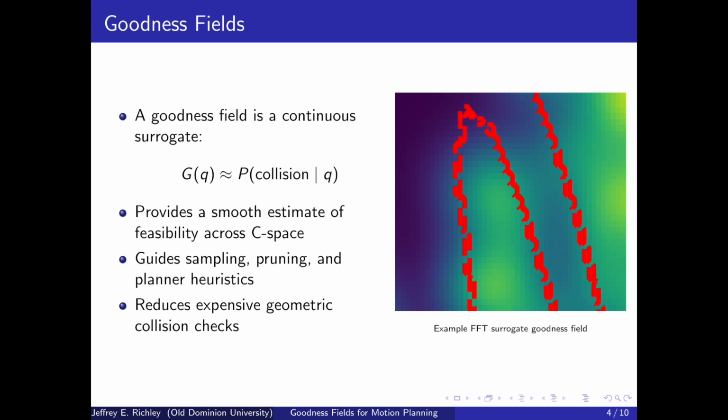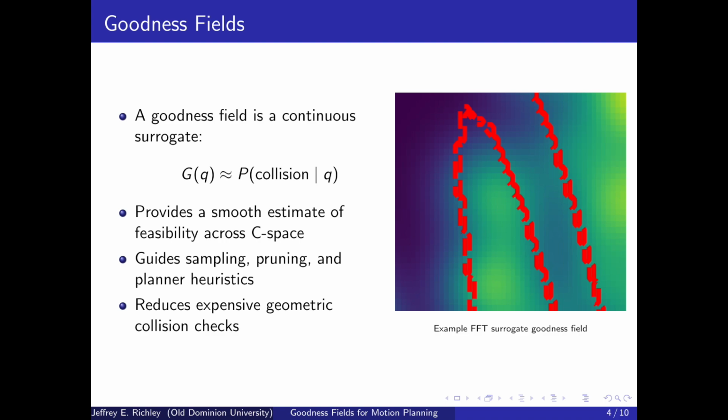The red curve shows the true collision boundary obtained from exact collision checking. Dark blue regions correspond to areas where the goodness field is very confident that the configurations are in collision, while green regions indicate areas where the model is confident the configurations are safe. Rather than treating feasibility as a hard binary decision, the goodness field provides a smooth transition across the boundary, capturing how close a configuration is to collision.